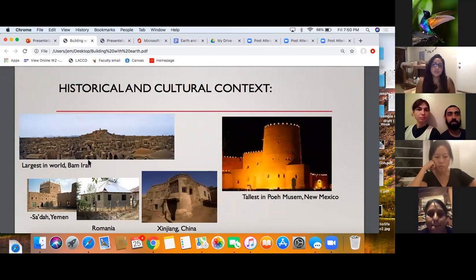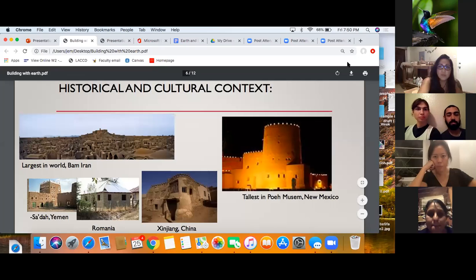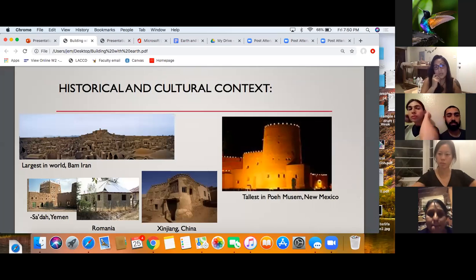But I do want to acknowledge that while we are focusing on Superadobe and some of the methods at CalEarth, there is a kind of historical and cultural context that we want to acknowledge as well. Some of the largest adobe structures in the world are found in Iran. You can find them all around the world. It's one of the most ancient forms of building, and the tallest adobe structure is found in New York in the Poe Museum. Find them in China, Yemen, right?